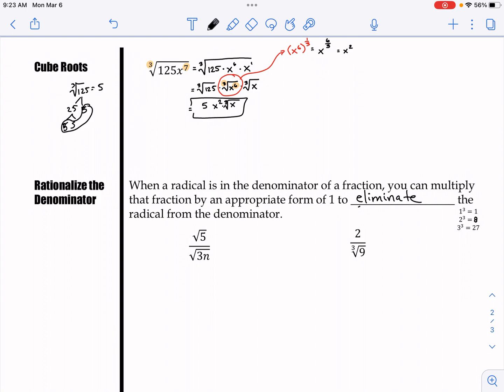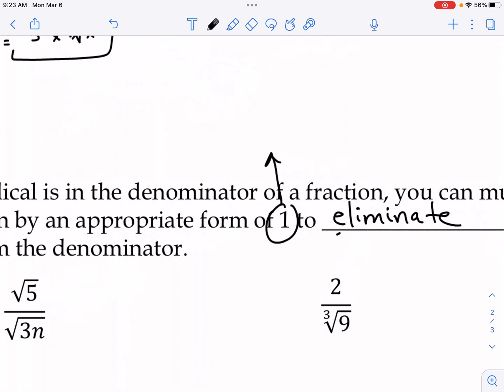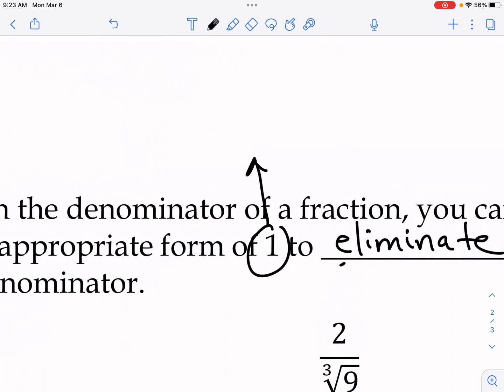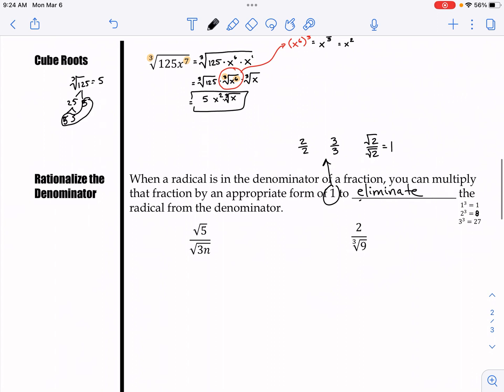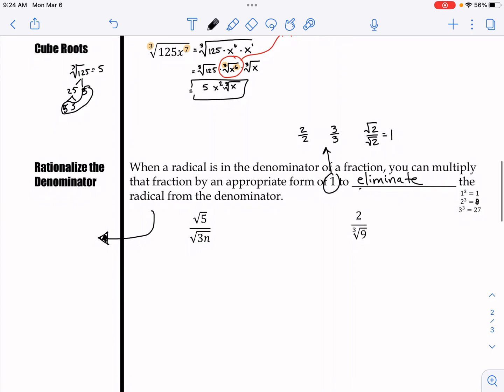So what do we mean by appropriate form of 1? When we multiply fractions to get common denominators, this is like 2 divided by 2, 3 divided by 3. It could also even be square root of 2 divided by square root of 2. All of these things, when you have the same thing on the numerator and denominator, they all just equal 1. Okay, so let me put this in the simplest terms I can.